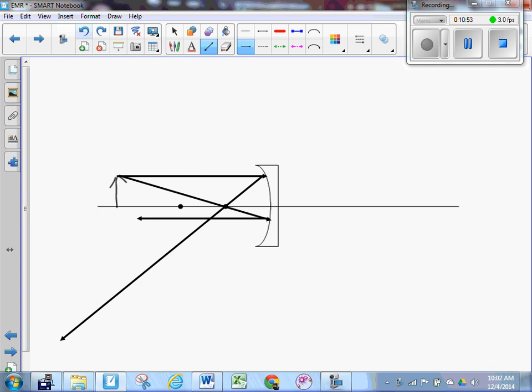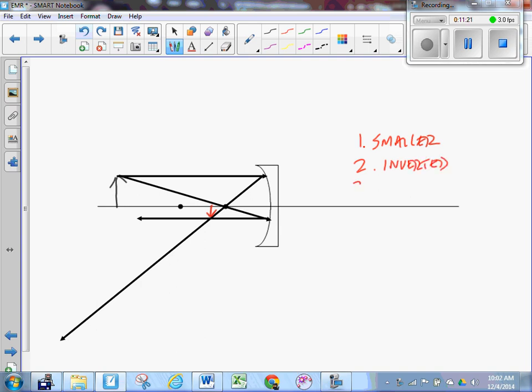Where do the reflected rays intersect? Right here. There are three characteristics of that image. Number one, it's smaller. Number two, it's inverted. It's flipped upside down. And number three, it's real, because it's solid lines that intersect.